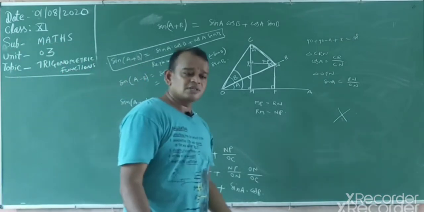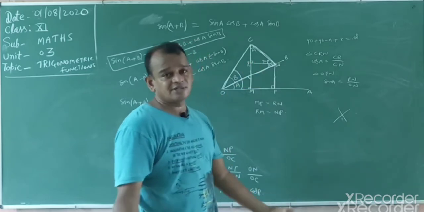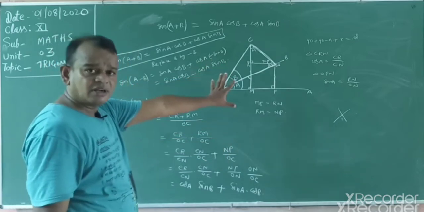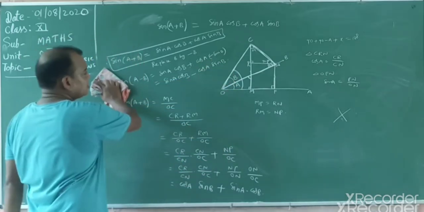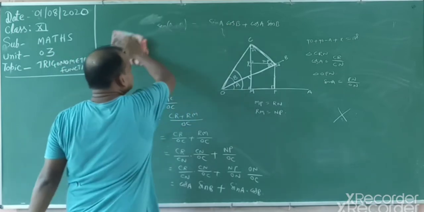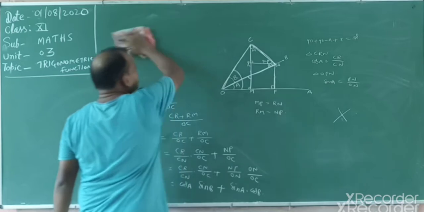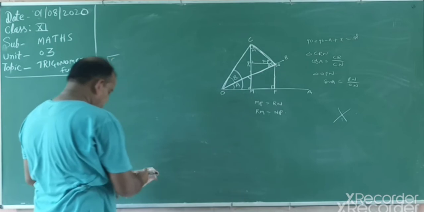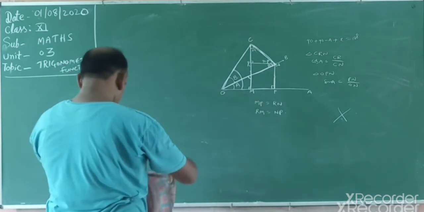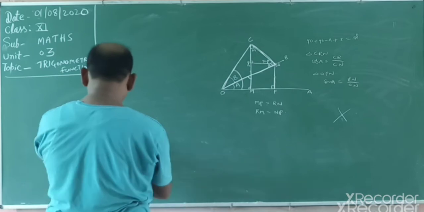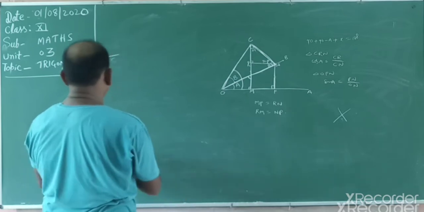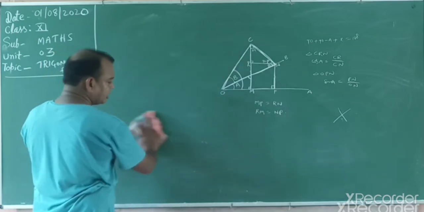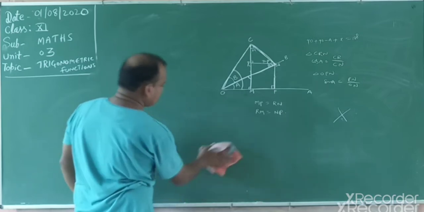Now for the same figure, we have discussed about the cos of A plus B. Now we will go to cos of A plus B. What is the formula of cos of A plus B? Okay, students, what did we tell before? Sin of A plus B formula: sin A cos B plus cos A sin B. Sin of A minus B formula: sin A cos B minus cos A sin B. Please remember the formulas.